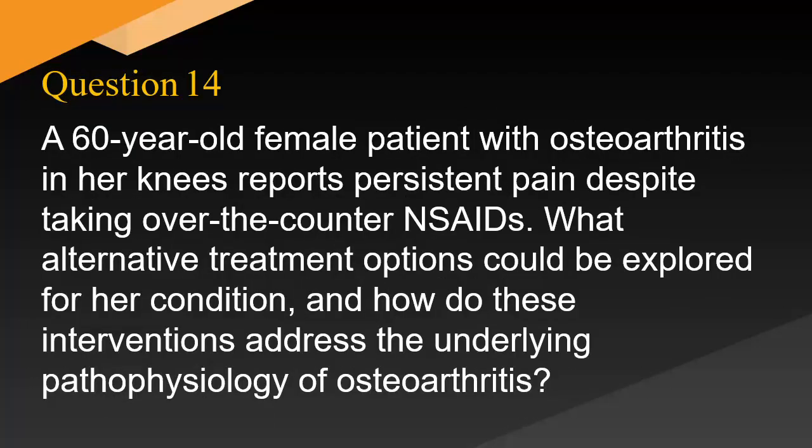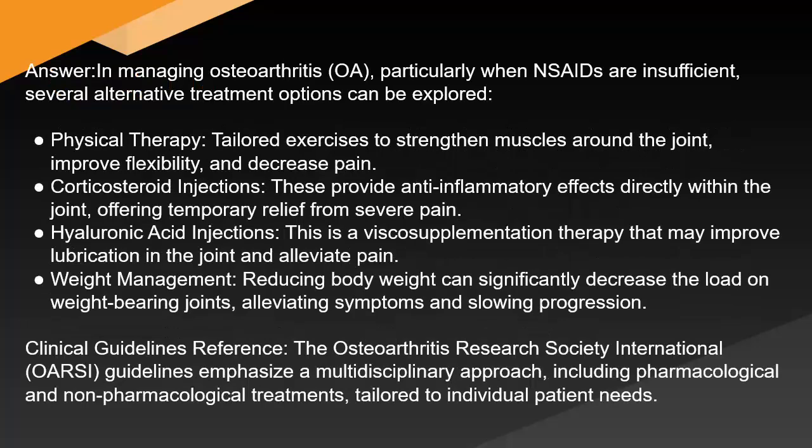A 60-year-old female patient with osteoarthritis in her knees reports persistent pain despite taking over-the-counter NSAIDs. What alternative treatment options could be explored for her condition, and how do these interventions address the underlying pathophysiology of osteoarthritis? Answer: in managing osteoarthritis, OA, particularly when NSAIDs are insufficient, several alternative treatment options can be explored.